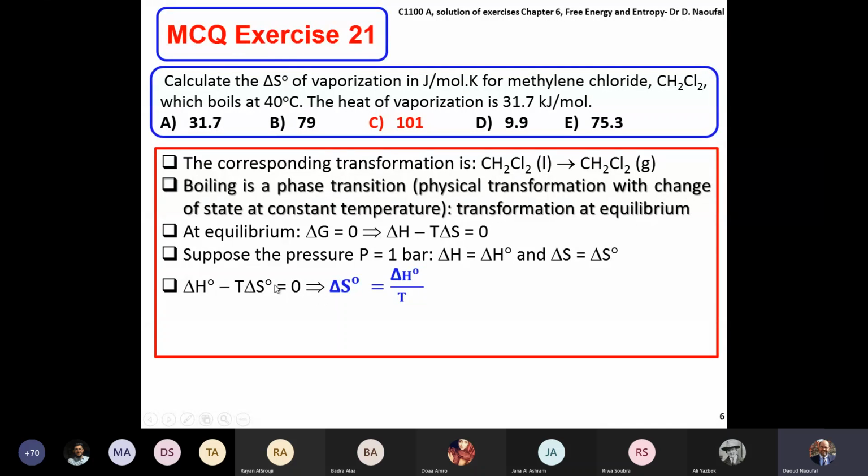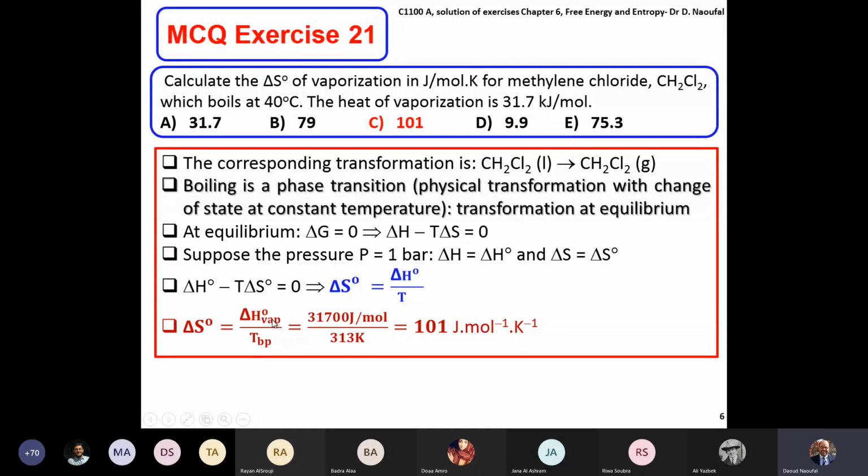Therefore, T delta S0 equals delta H0 and delta S0 is equal to delta H0 divided by T. Delta H0 is the delta H of the transformation. So this is delta H of vaporization and the value is given. The temperature is the temperature of the phase transition, the temperature of the transformation, and it is also given: 40 degrees.